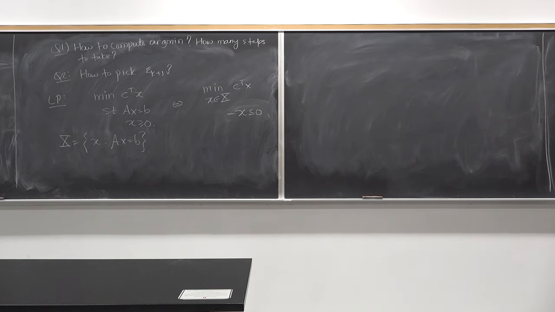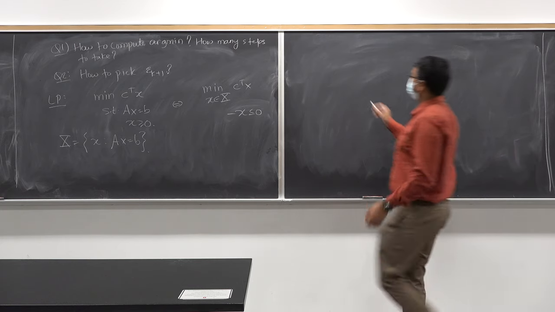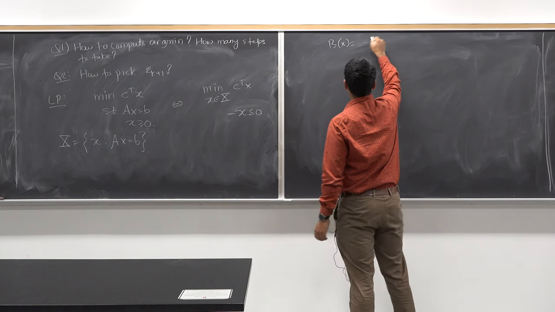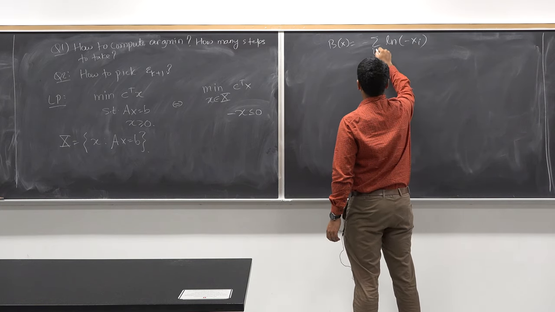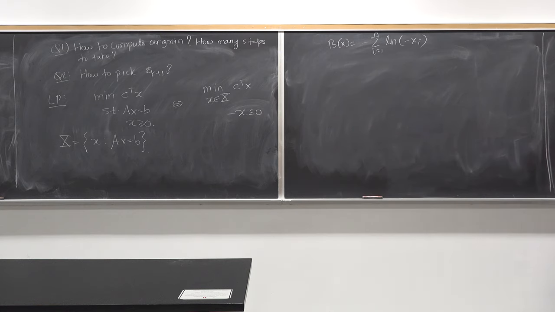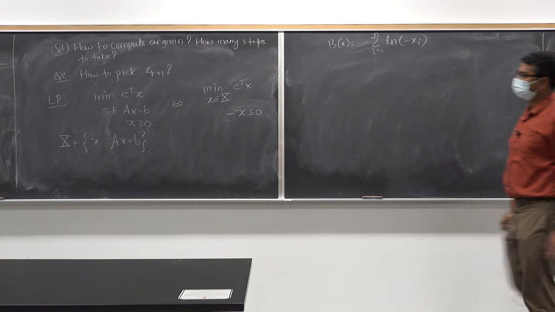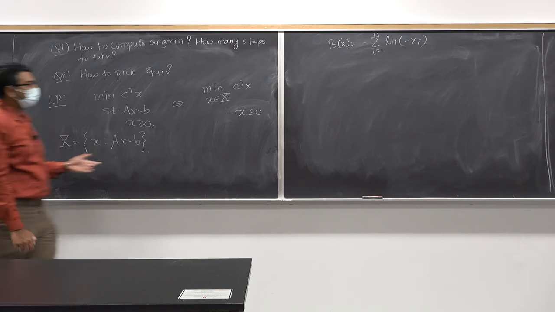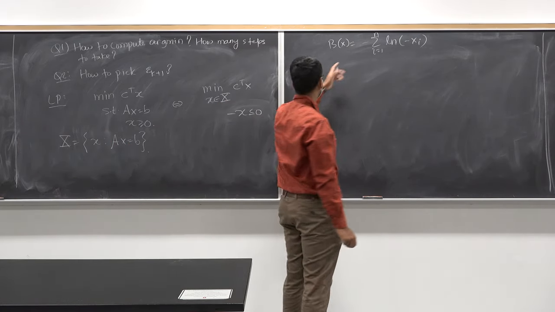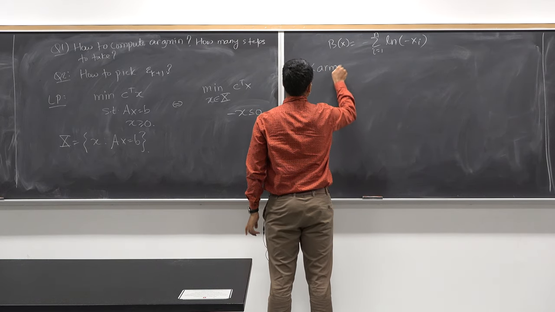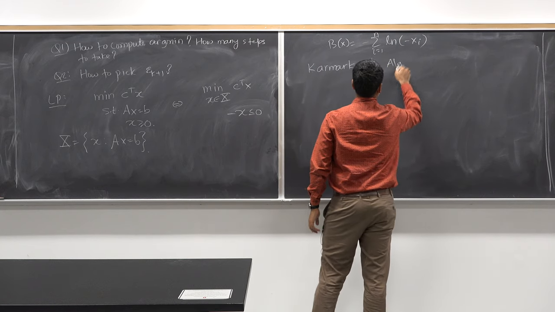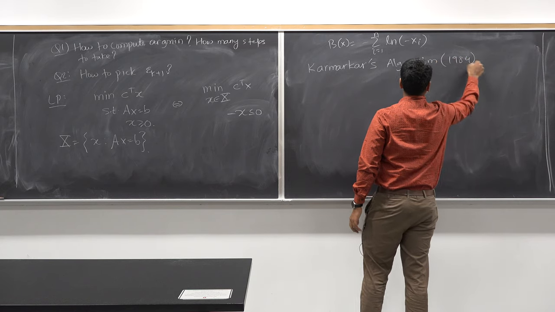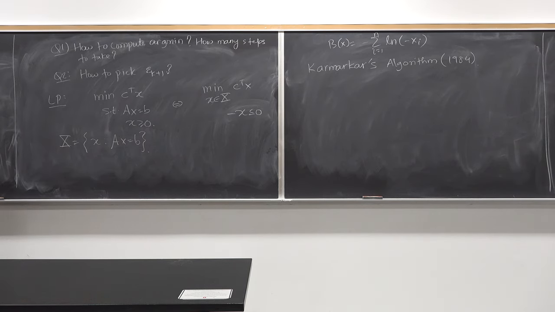Okay, so I need to pick a barrier function, and I'm going to pick the logarithmic barrier function. So my b of x is minus summation of log of minus xi, i equals 1 to n. The algorithm that we are going to discuss, the barrier method with logarithmic barrier function for the linear programming problem, is known as Karmarkar's algorithm, and it was devised in 1984. And this algorithm has the best theoretical performance for solving linear programming problems.